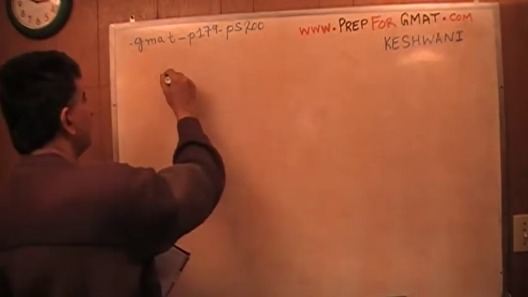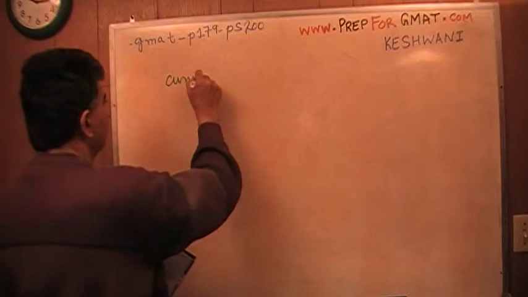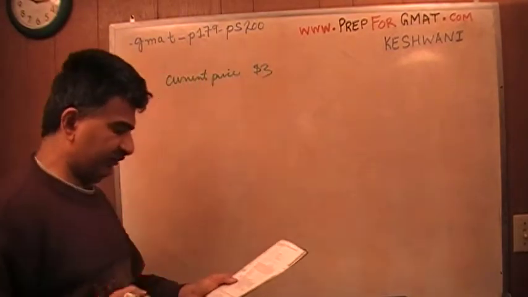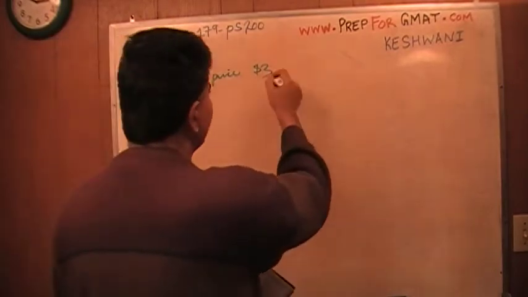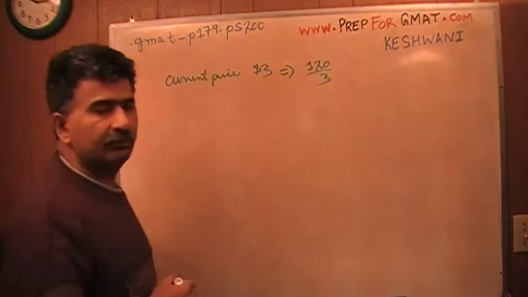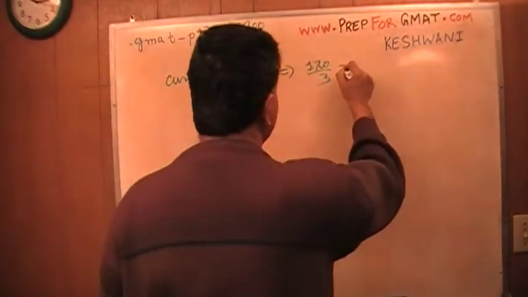Let's pretend that the current price is $3. Why $3? Because that's what C says. If the current price is $3, how many towels would I be able to buy with $120? I should be able to buy 40 towels.